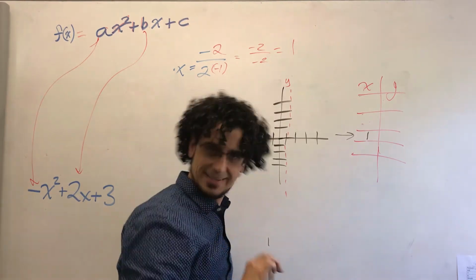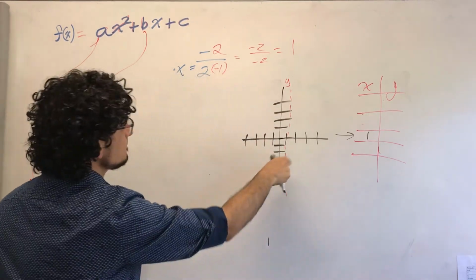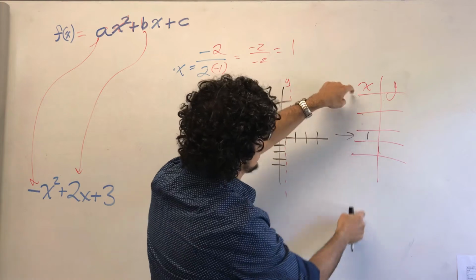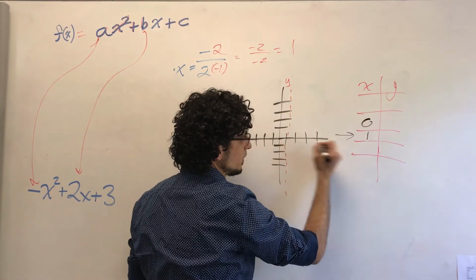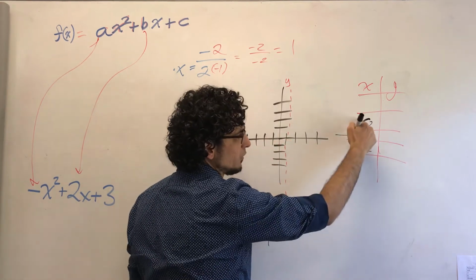All right. Now, let's continue. Once I plug that in, I need to figure out, hey, what are the points equidistant from this axis of symmetry? Well, I've got 0. I've got 1 away over here, which is 2. So that's 1 away, 1 away.